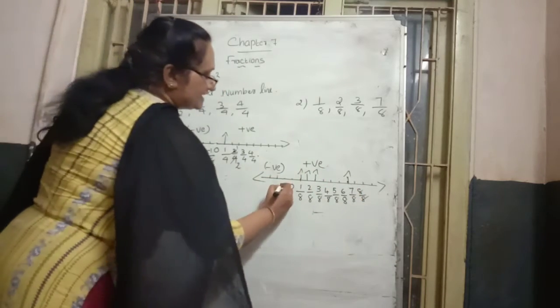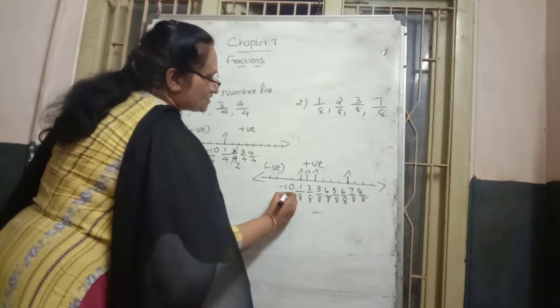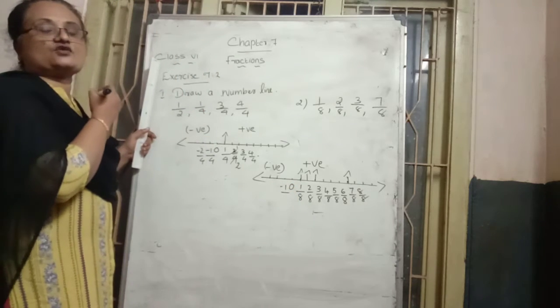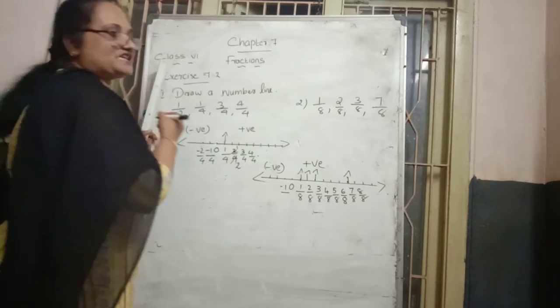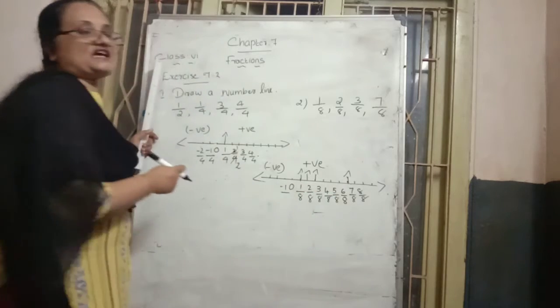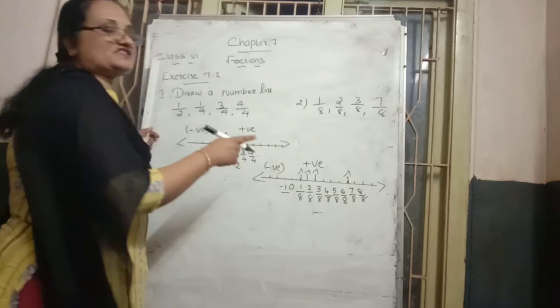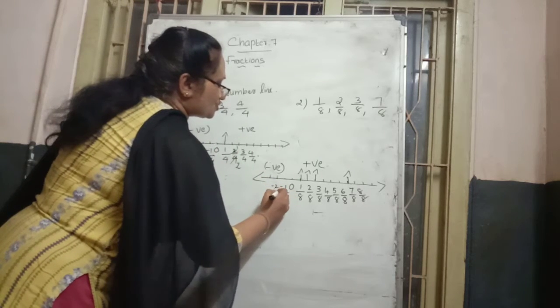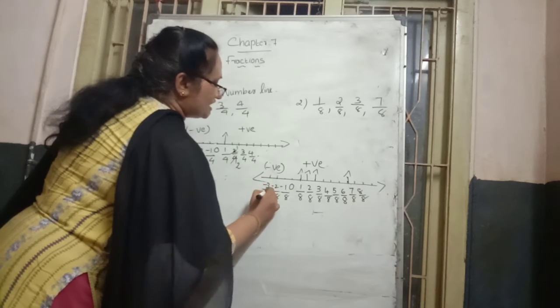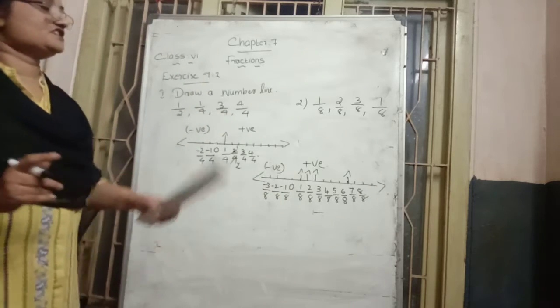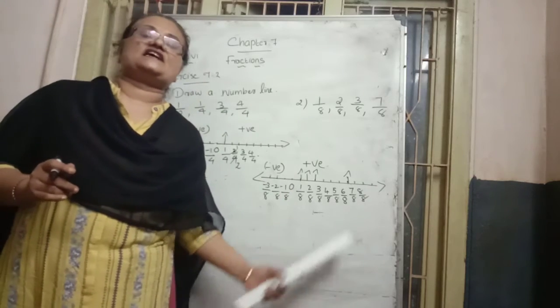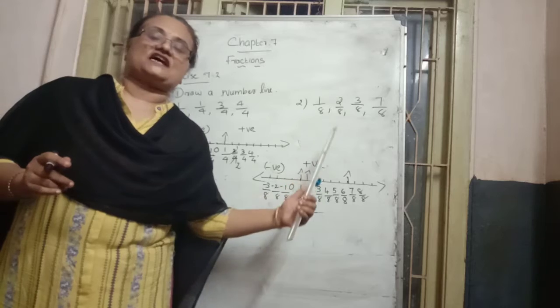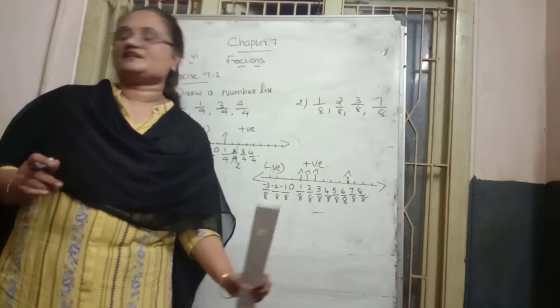Here this side is negative, that means minus 1. Minus 1, minus 2, minus 3 are represented on the left side of the number line, but here they are fractional numbers, so based on the question and denominators we mark minus 1 by 8, minus 2 by 8, minus 3 by 8. That's enough. In this way, using the number line, the given fractions are denoted.